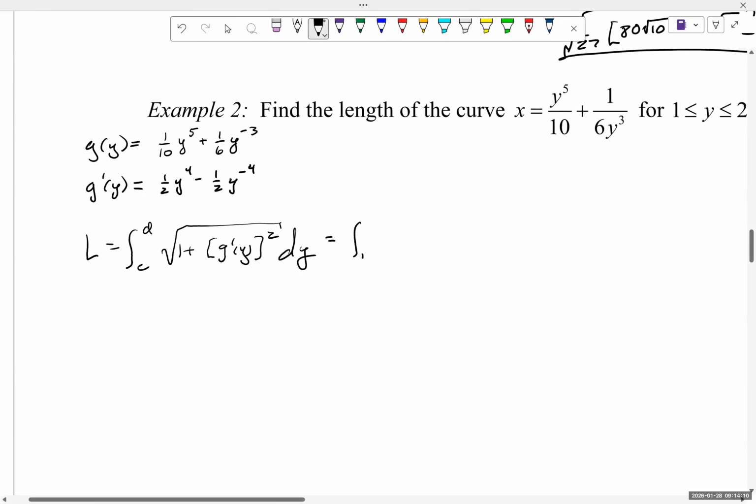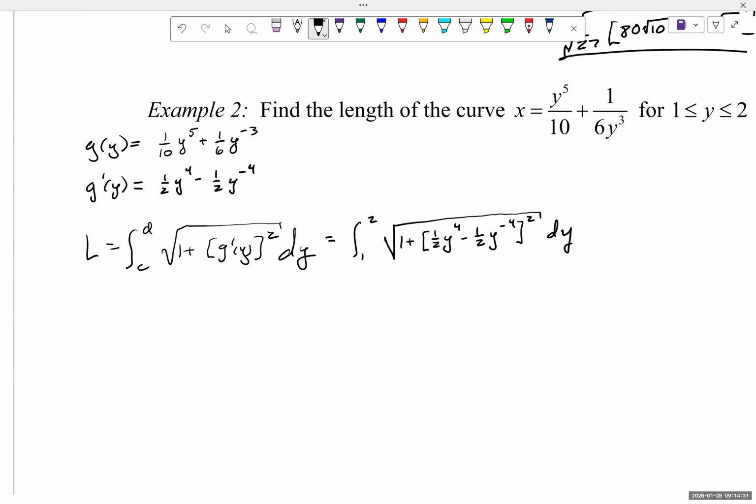So then we're going 1 to 2. We've got 1 plus 1/2 y to the fourth minus 1/2 y to the negative fourth, squared, like that. First, I just want to make sure, is everybody up to there? Sana and Josh, we're in good shape up to there? Cooper and Matthew? Yeah? Okay, so this crowd over here is saying we can take the 1/2 out.